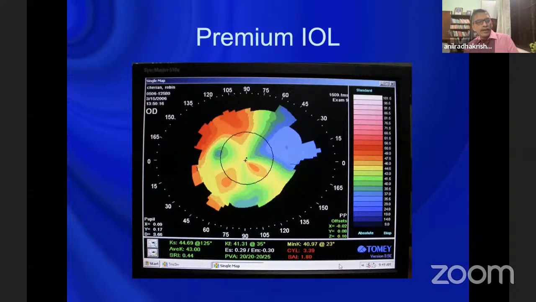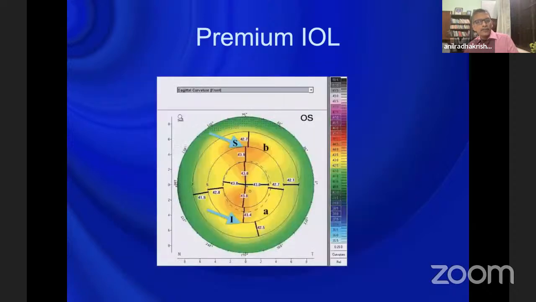If you have a cornea like this, can you think of a premium IOL? What I meant to say is multifocal IOL. See the difference in K between here and here. Here it is corresponding to somewhere around 49. Here it is maybe 44.5. Here it is 37. Here it is 44. So there is a lot of multifocality of the cornea already existing. So a multifocal will not work properly in such a scenario.